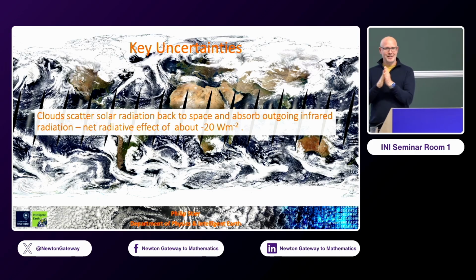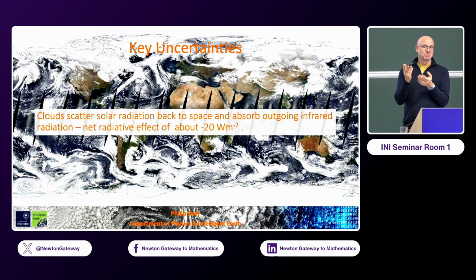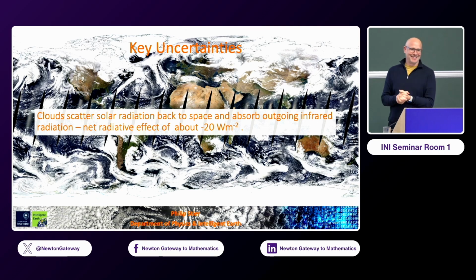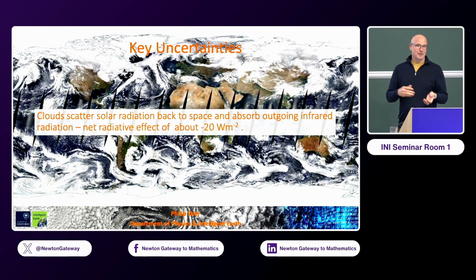Does anyone know the net radiative effect of anthropogenic CO2? Roughly? 2. Okay, so clouds have a 10 times bigger radiative effect than the anthropogenic effect of CO2. So if you change clouds by 10%, we could either double or offset the whole thing. So it does matter what clouds do in a changing climate.